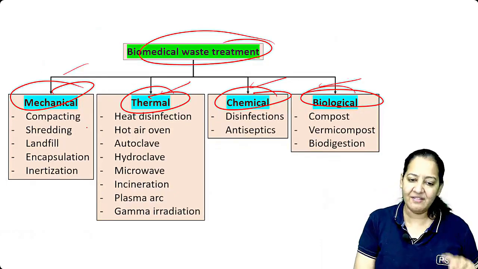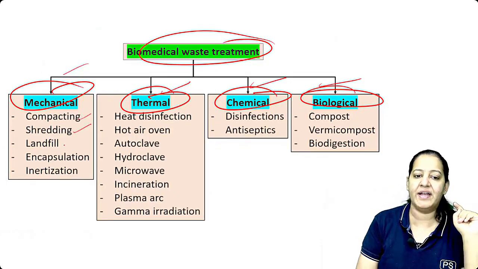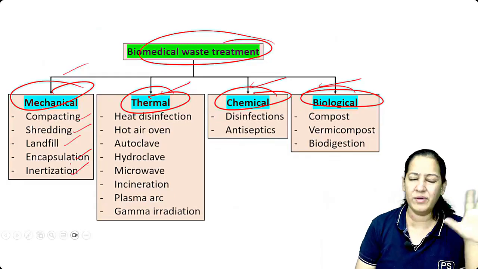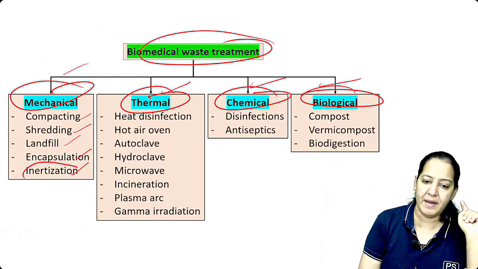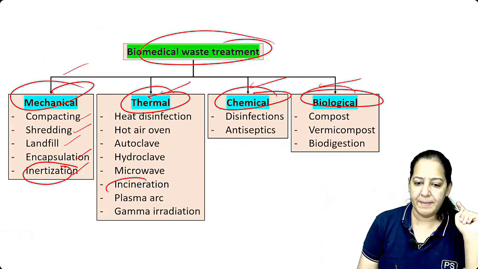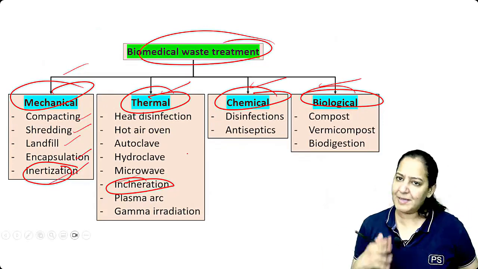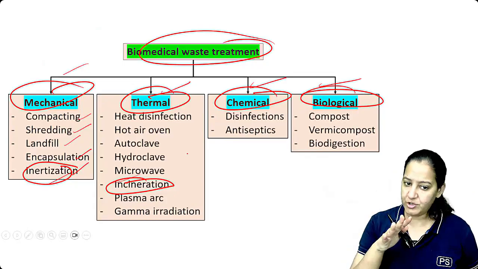In the mechanical, we have 5 things: compacting, shredding, landfill, encapsulation, inertization. Don't go into the detail, but something is important here. Inertization is very important. Here incineration is very important, okay? You get questions on this only. But I will show you the images. Shall I show you the images?